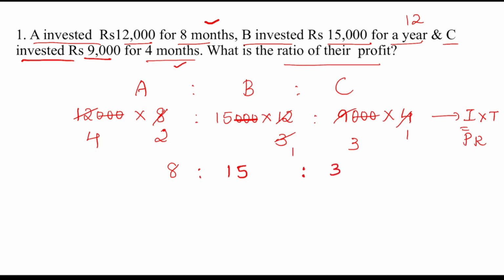Okay. Therefore, A is to B is to C's profit ratio is nothing but 8 is to 15 is to 3. Okay. Next problem.